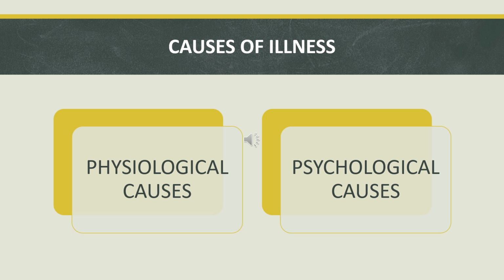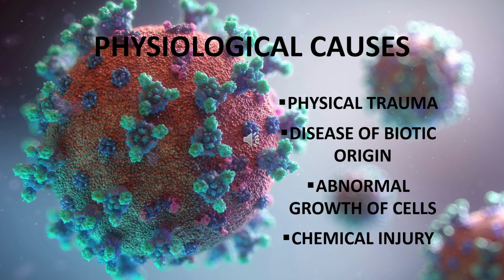So, it is of two types: physiological causes and psychological causes. The first physiological cause is physical trauma. So, this can also be referred as physical injuries. These are the injuries that can be caused by some mechanical trauma or due to any heat and cold or due to any electrical shock, and it also can be the changes in pressure and radiation. All this can result in physical injuries that can thereby result in illness.